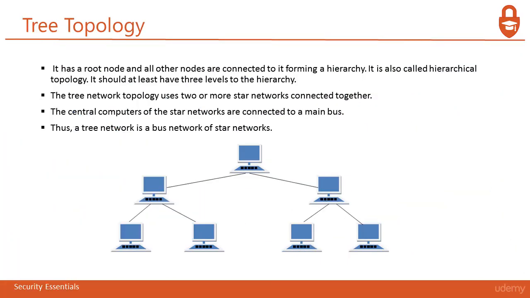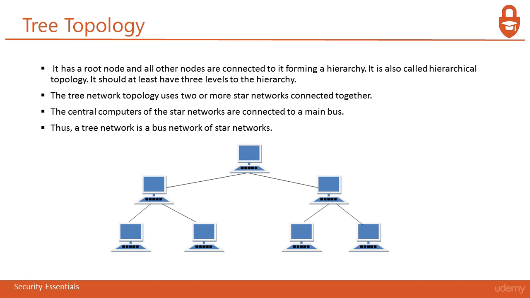The next one we'll go over is the tree topology. Here, all the systems are connected like the structure of a tree. The tree topology is made up of a root node and at least 2 other star topology configurations. This makes the tree topology a hierarchical system. It should at least have 3 levels to the hierarchy.